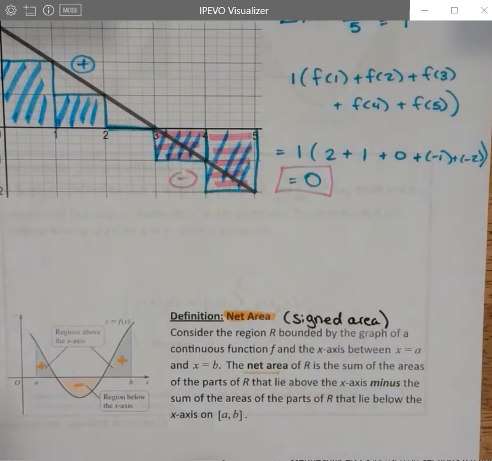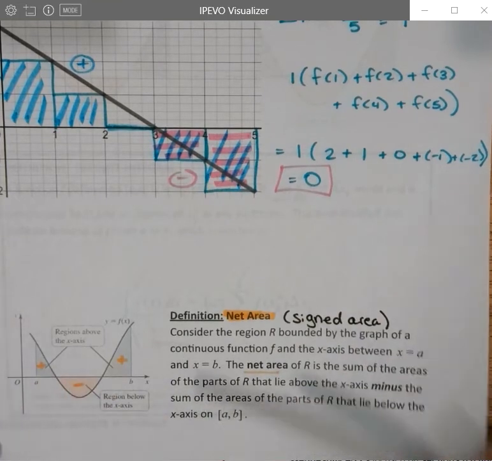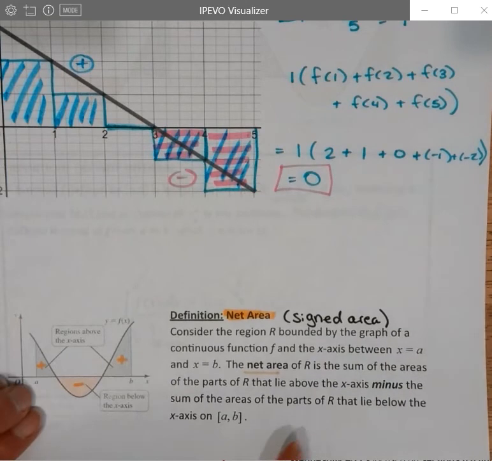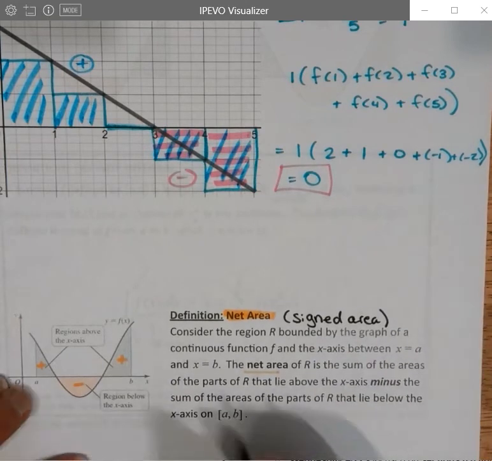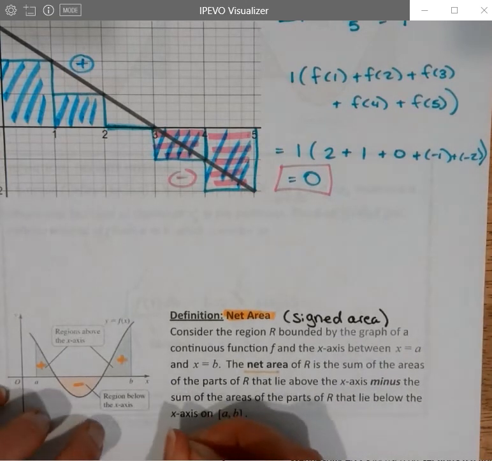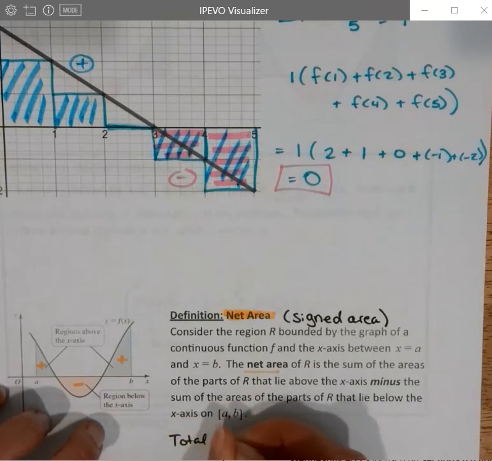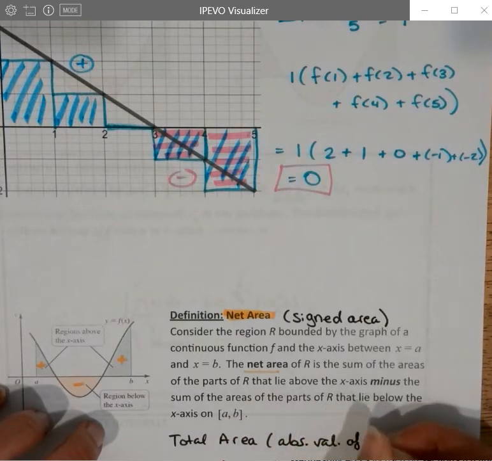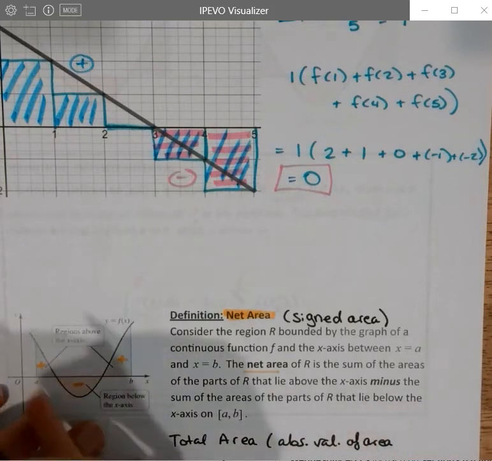Okay, so it allows for those negative regions below the x-axis. If we want not signed area, we just call it total area. So we'll just make that as a note, total area is the phrase that we'll use if we add up the absolute values. So absolute value of all area regions, and add them up. After you take the absolute values, it would be all positive sum.